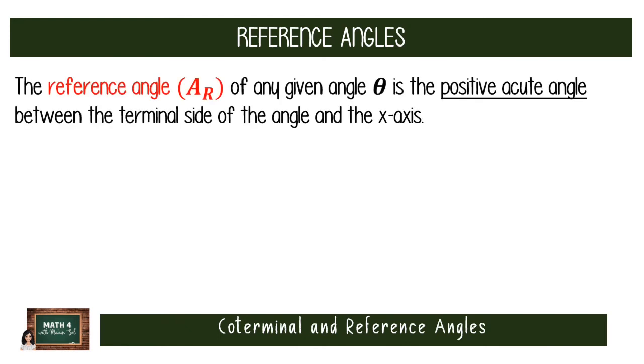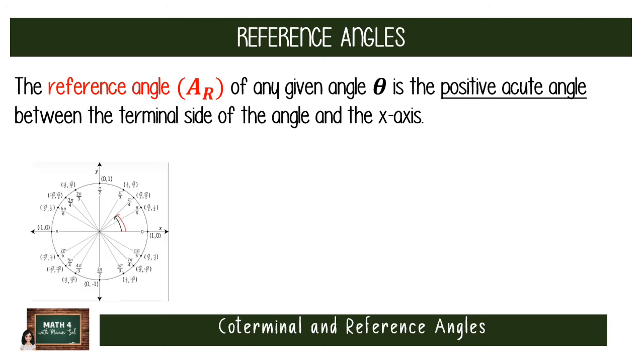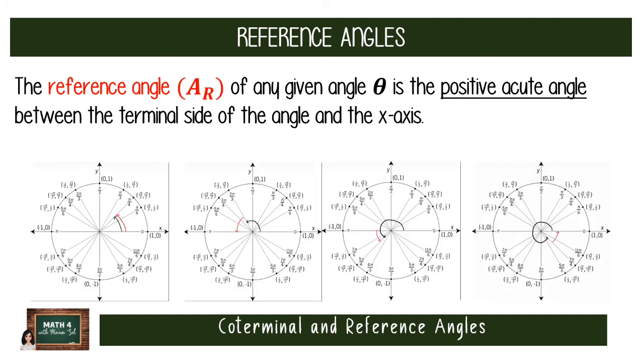The reference angle, denoted by A sub r of any given angle theta, is the positive acute angle between the terminal side of the angle and the x-axis. Take note that it is the angle formed between the terminal side of theta and the x-axis, not necessarily the positive x-axis only. As long as the angle formed is positive and acute, that is the reference angle of the given angle.